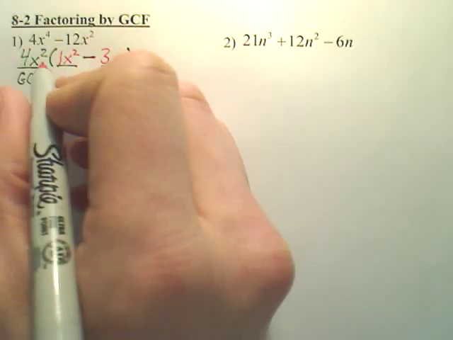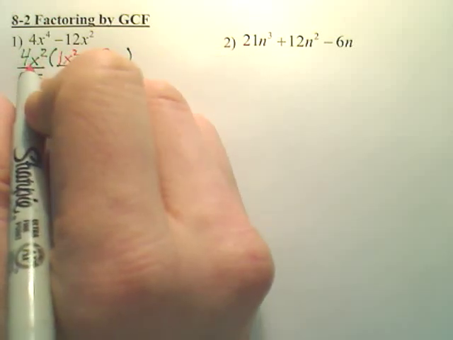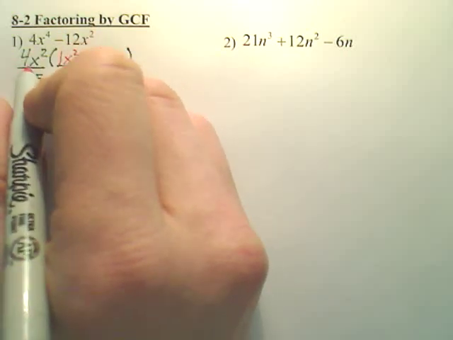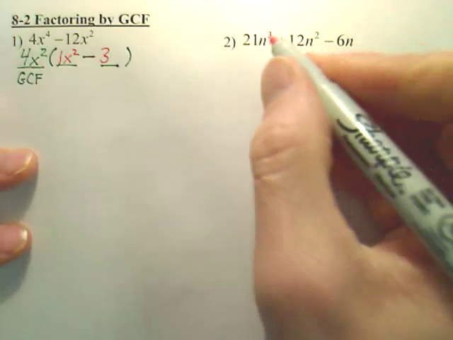When I pull this out, I now have this left over. If I were to FOIL this, distribute, 4x squared times x squared, you get 4x to the fourth. Do 4x squared times negative 3, you get negative 12x squared. Let's do the same thing here.